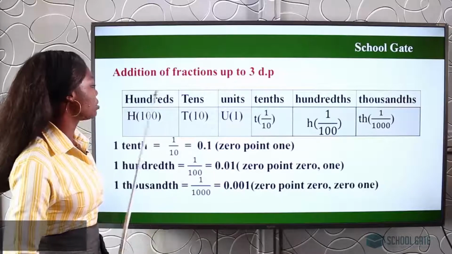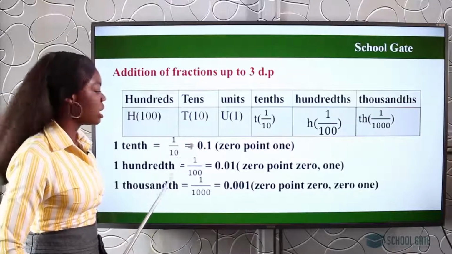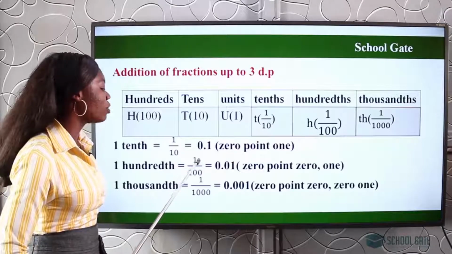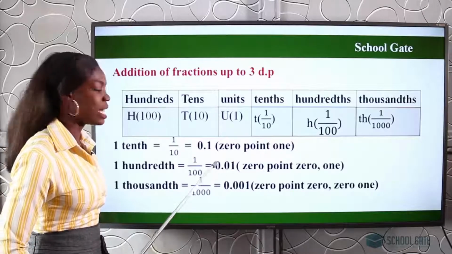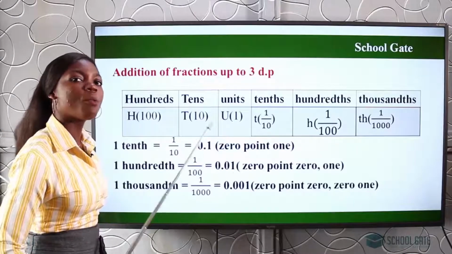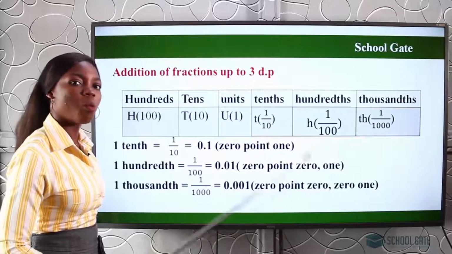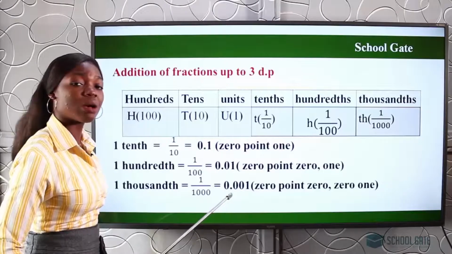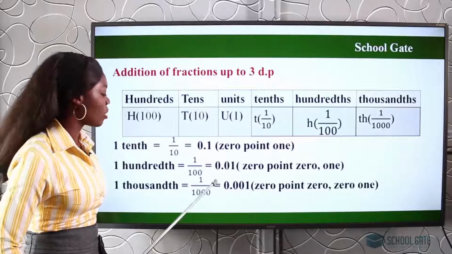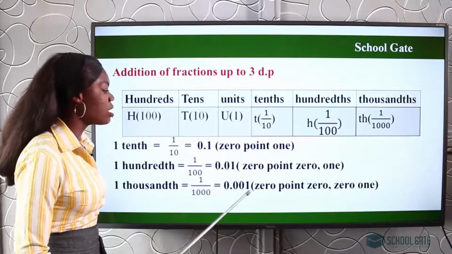When you're given something like 1 over 10, you know this is tenths, okay? It is written as 0.1. When you have 1 over 100, it is written as 0.01. And when you have 1 over 1,000, it is written as 0.001. Now, this is the common fraction that we know of, and this is our decimal fraction.